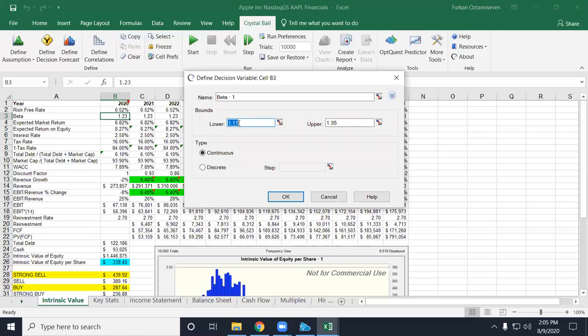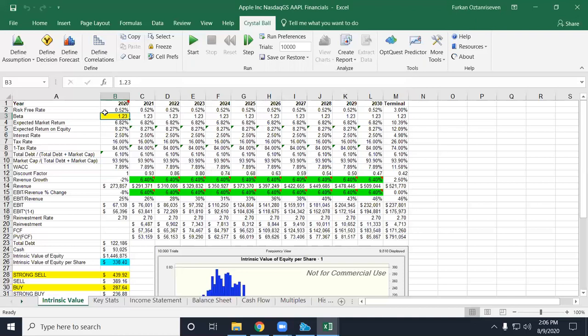And here I would like to try different values between 1, which is the market risk, so I'll put 1 here. And then I will choose something that is higher than the current one, which is 1.23. I will just use 1.4. How would that change my overall intrinsic value? So this is more like a what-if analysis, or simulation, or sensitivity analysis. And I will assume that this is going to change in step values of 0.1, so I can see the different values. Click OK. So you see this cell became yellow.